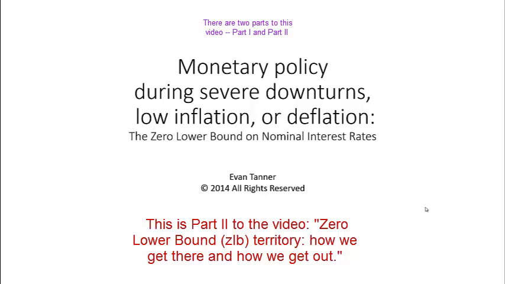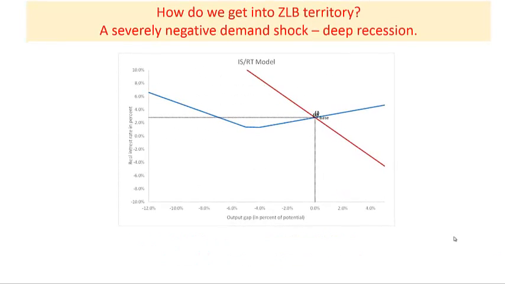Hello. In this video we're going to be talking about monetary policy during severe downturns, periods of low inflation, or even deflation, negative inflation. And specifically we're going to be talking about the zero lower bound on nominal interest rates. Now the question is, how do we get into zero lower bound territory?